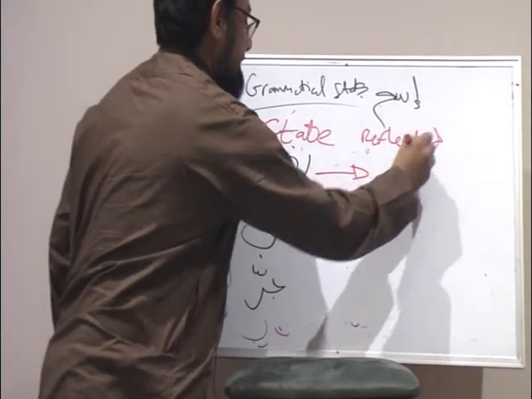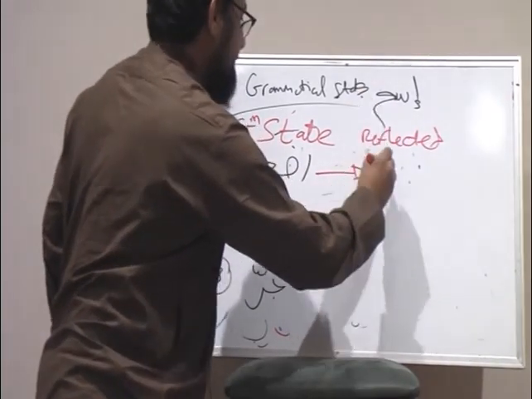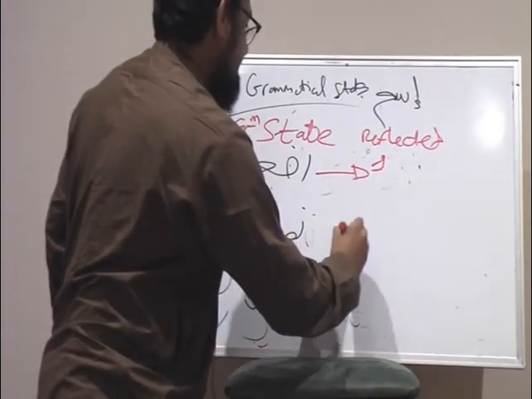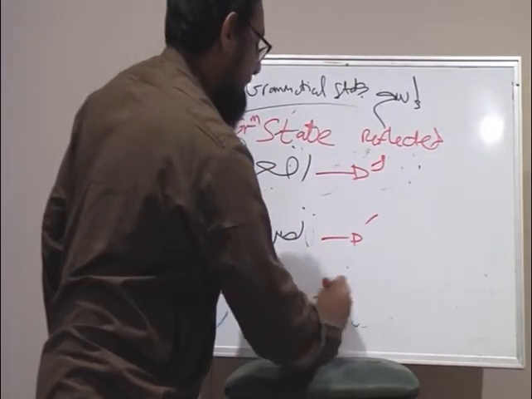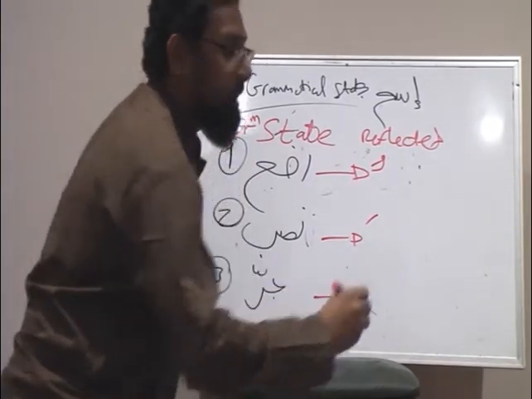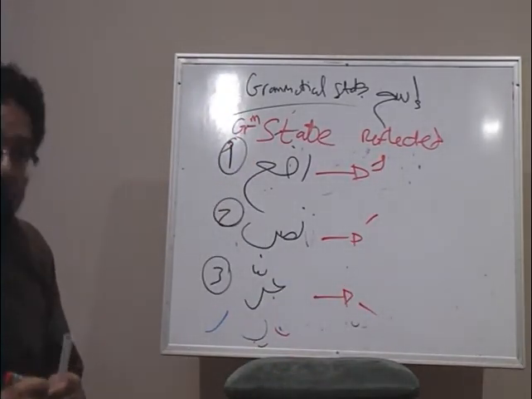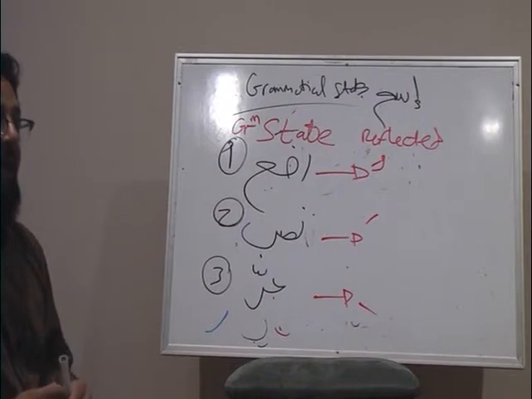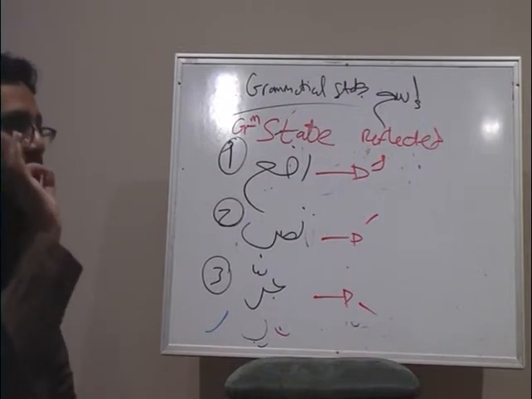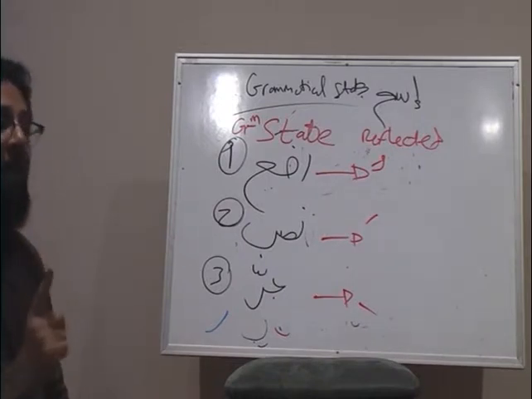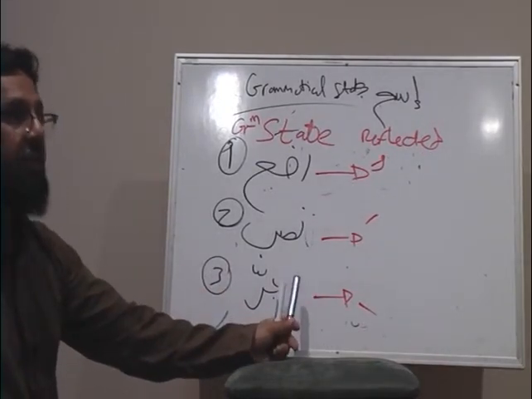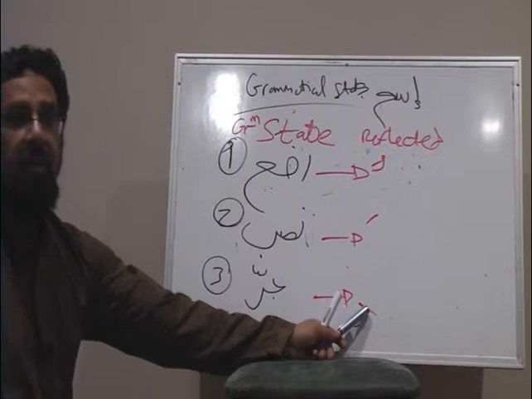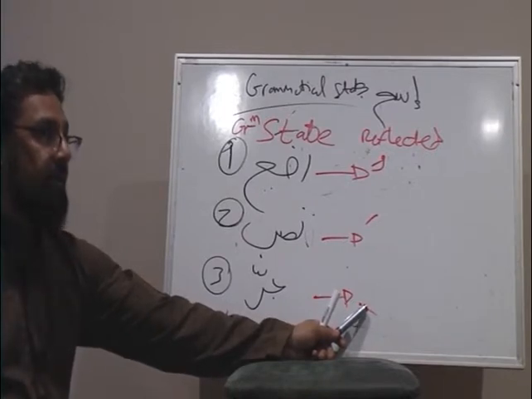In most cases, the rafa will be in the dhamma. In the nasab, it's going to be in most cases the fatha, and in most cases for the jar, the kasra. And the key word is most, because what will confuse you is when you see a word in jar, but it's not expressed in a kasra, you're going to get confused.